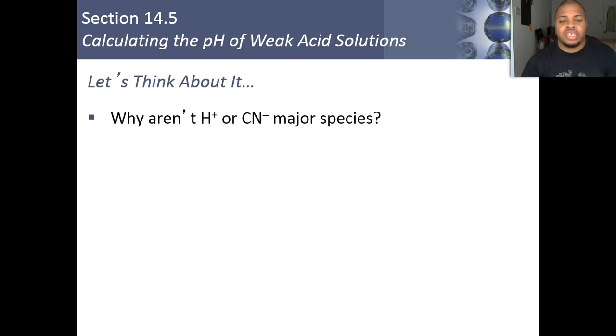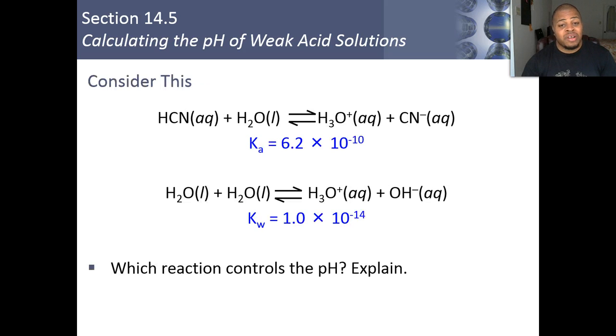Why aren't H plus and CN minus? Because again, we're only going to produce a very little. So we have to consider this: which one is actually going to control the pH? Is it going to be the HCN plus water, or is it going to be water itself?